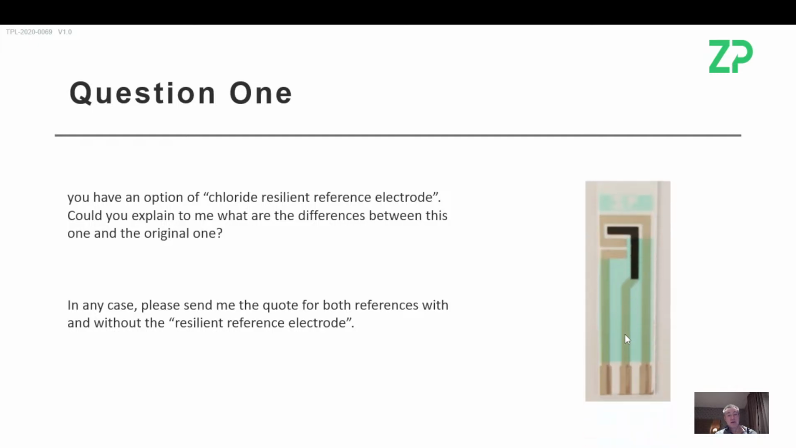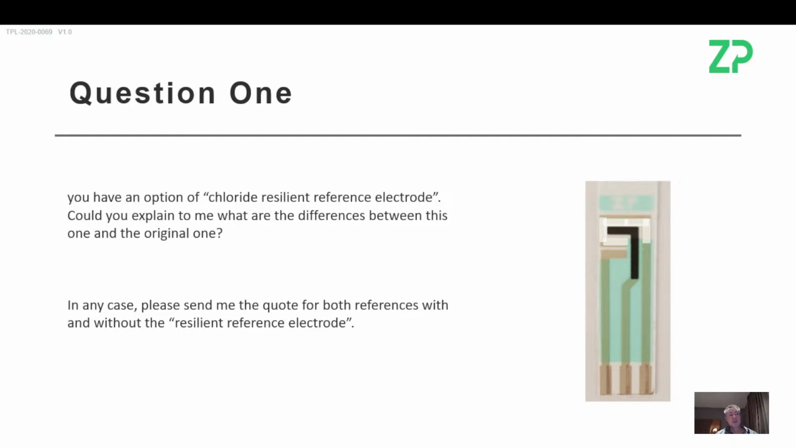Some of them have an extra layer on the reference electrode, which then defines it as a chloride resilient electrode. Now, the chloride resilient electrode exists because in some applications like urine, the chloride is unknown or variable, and we want to remove it from the signal, at which point we think it's a good idea to use a chloride resilient electrode where we've actually fixed chloride onto that electrode.